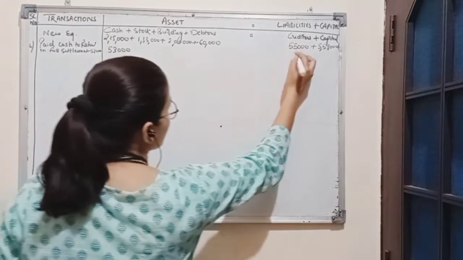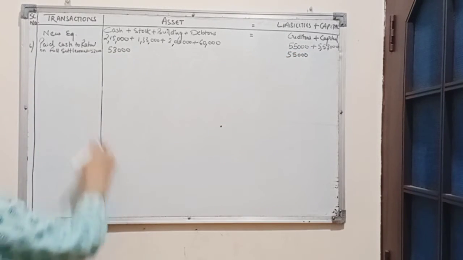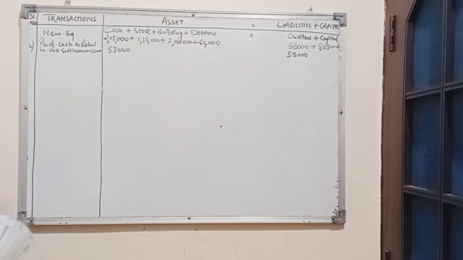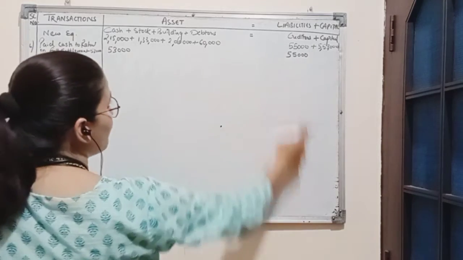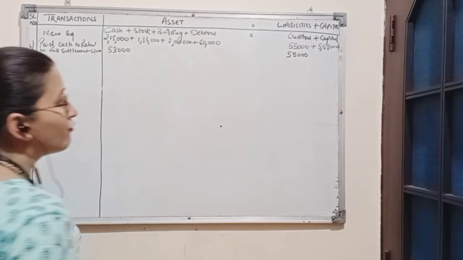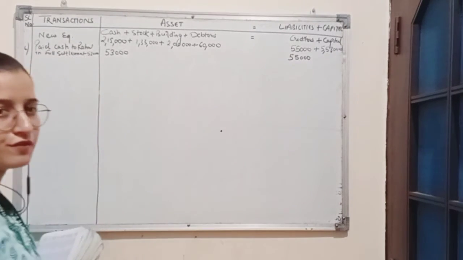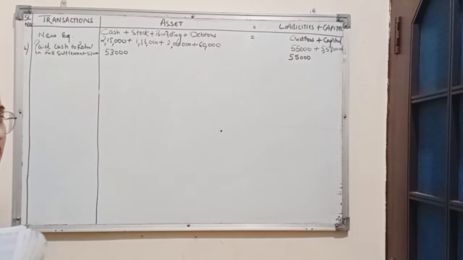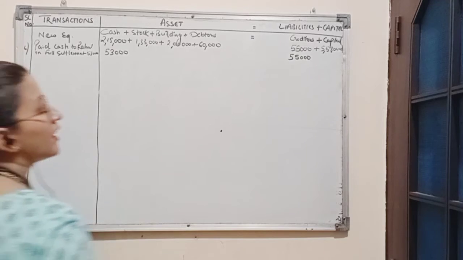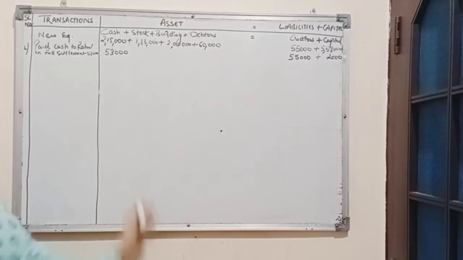Our creditors is now nil because we have paid the creditor according to him, because he has agreed to receive only 53,000 instead of 55,000. That means now there will be no amount of credit left with us. Our creditors were amounting to rupees 55,000 and we have paid only 53,000. That means we have gained a profit of rupees 2,000. That 2,000 will be added in capital column.